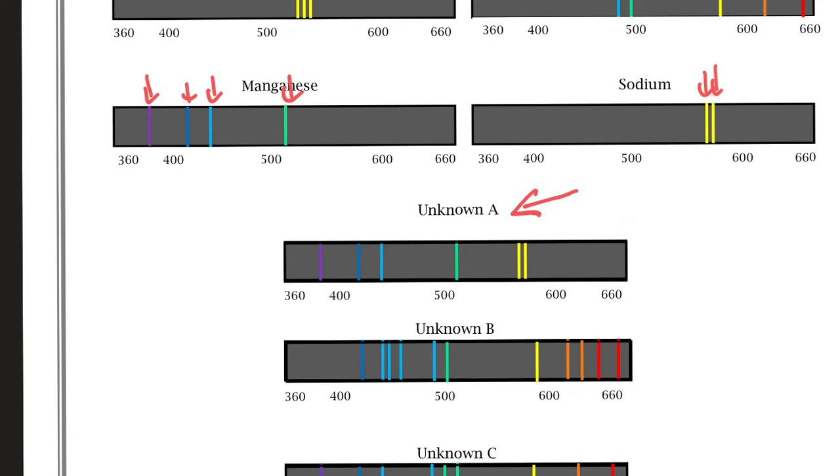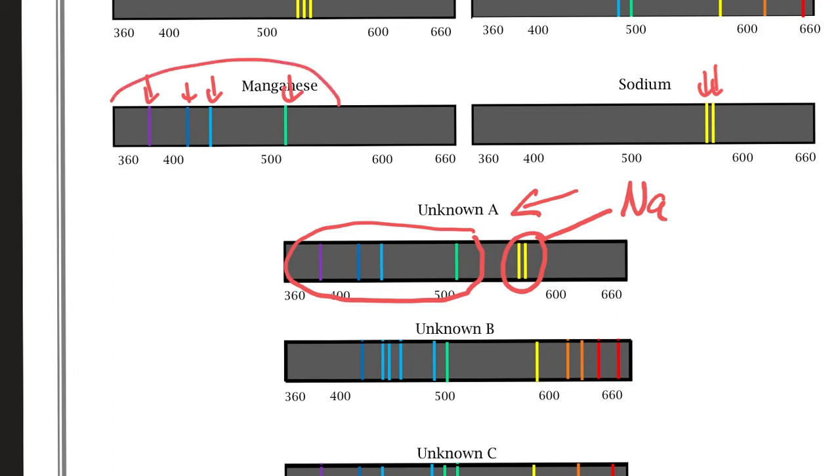So when we're looking at our unknown A, I'm going to first zoom in on this part here. I've got 2 bands. The only one that matches that is going to be sodium, so Na. Now I'm going to look at the other ones. Notice that I've got a purple, a medium blue, a light blue, and a dark blue. So the other gas that's in here, I don't have any red. The only one that fits is this one, and this would be manganese.